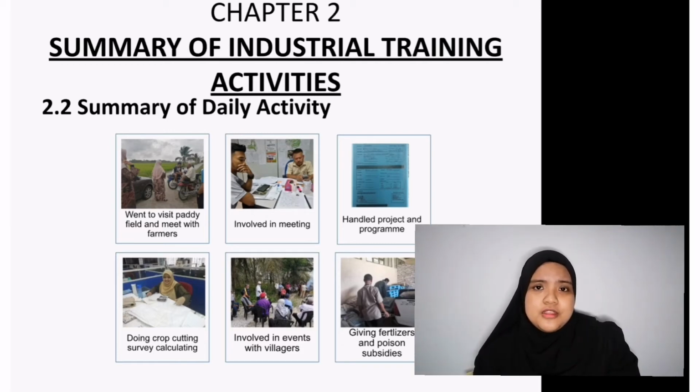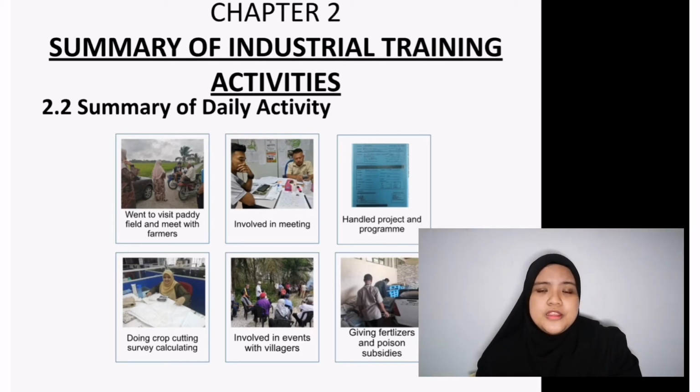The next activity I was always involved in during this industrial training is meetings. The meeting is held at least once a month. The meeting I joined most is the meeting of the Pengembangan Department. In this meeting, they discuss the farmers' problems in paddy cultivating and how to solve them. Besides that, the other meetings I joined are the management meeting and the annual grant meeting.